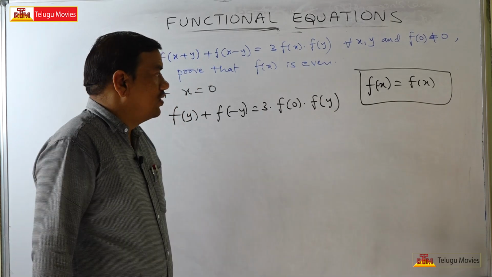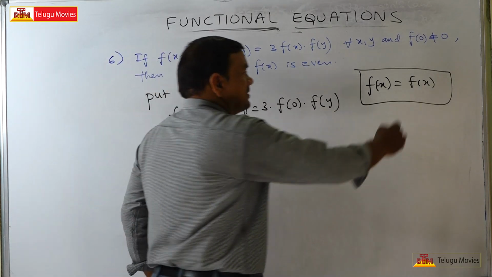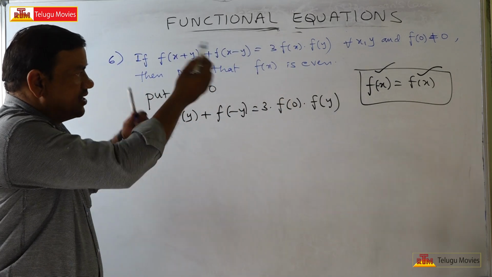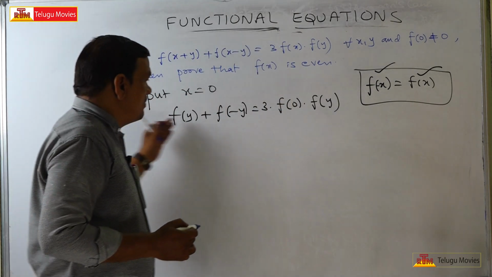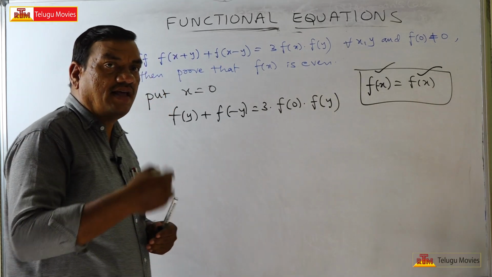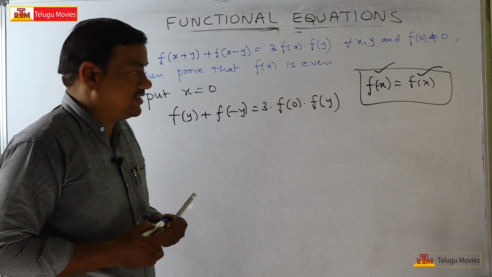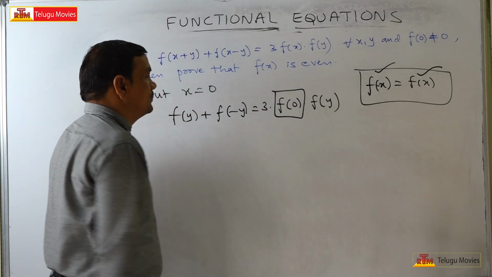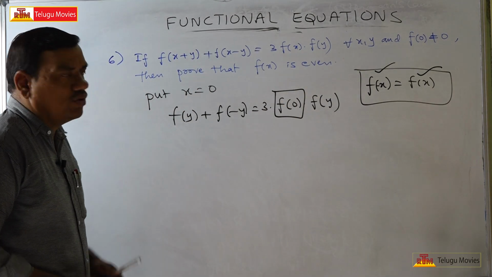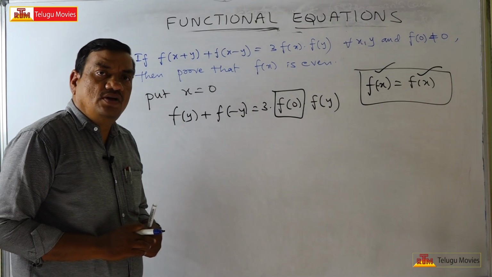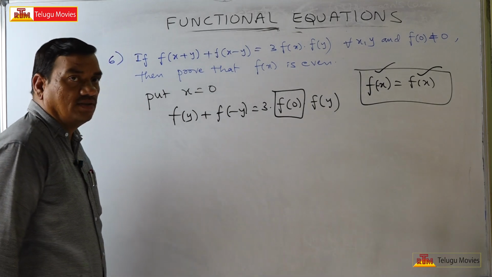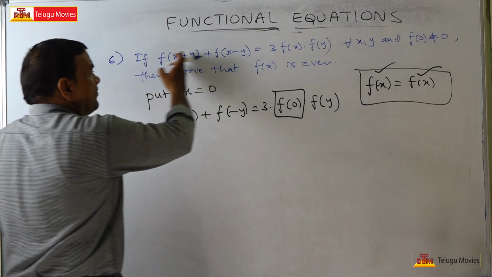We want f(x) and f(-x). Of course, here our definition is in x but the problem is in y, don't worry, at the end we will convert it into x. We want the value of f(0). If you know the value of f(0), the problem is almost solved. How to get the value of f(0)?